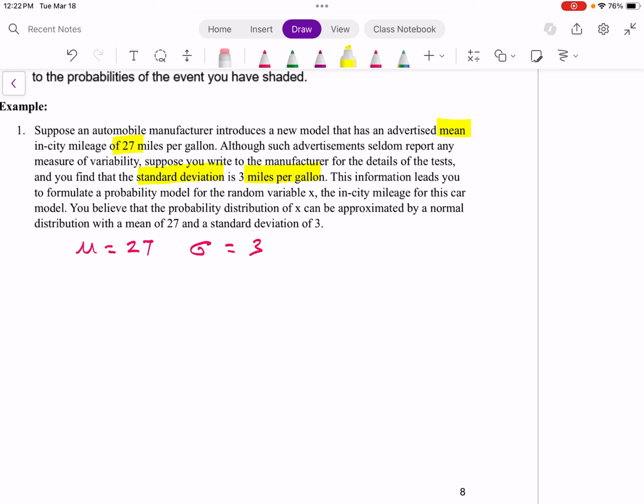This information leads you to formulate a probability model for the random variable x. The x is the in-city mileage for this car model. This is how we define our x to be in-city mileage. You believe that the probability distribution of x can be approximated by a normal distribution. Now the probability distribution of x is normal distribution with a mean of 27 and a standard deviation of 3.